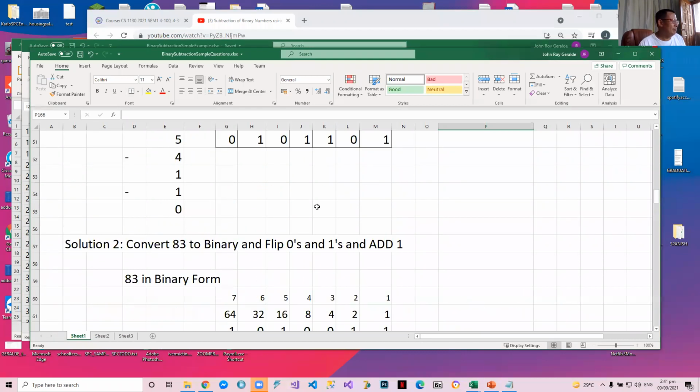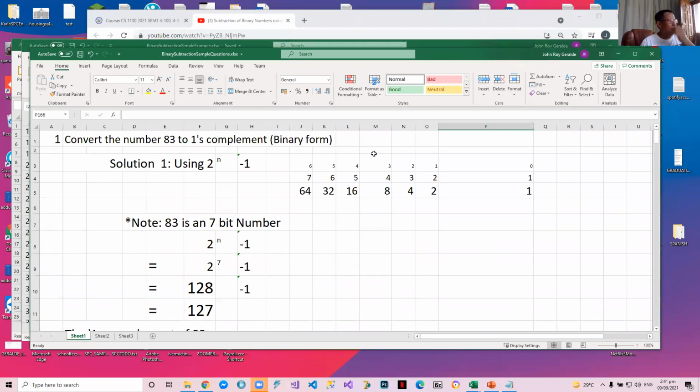Okay. Convert 83 to 1's complement. Okay. Any questions? Any questions? 83 to 1's complement. Okay, so 1, 2, 4, 8. Bakit ito? 1, 2, 4, 8, 16, 32, 64.